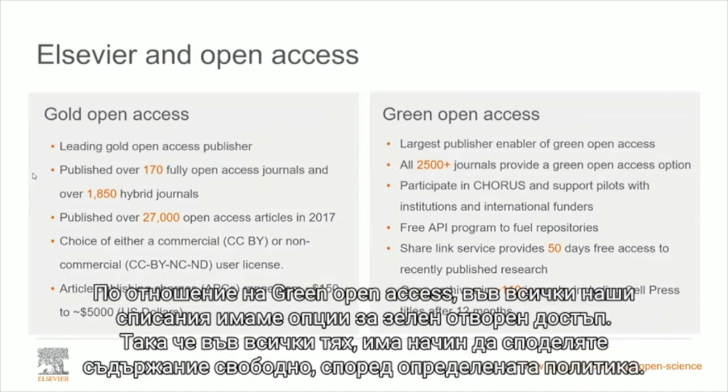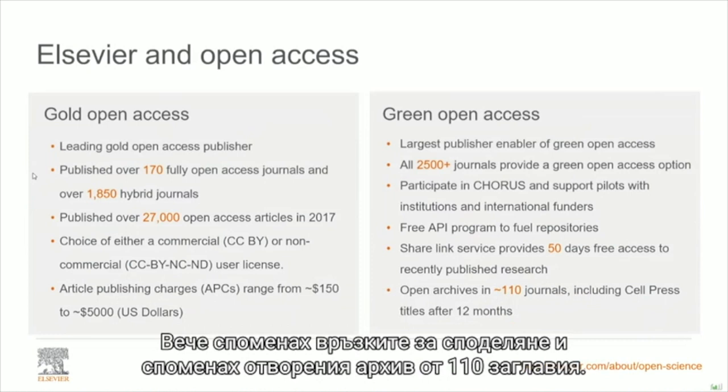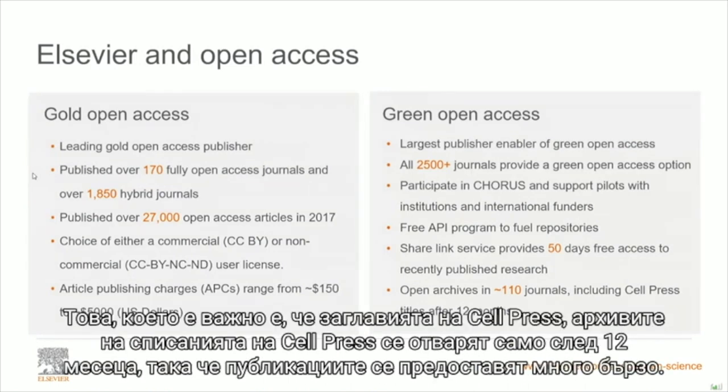And in terms of green open access, we have green open access options in all of our journals. So for all of them, there is a way to share that content freely according to certain policies. I already mentioned the share links, and I mentioned open archives. That is 110 titles. What is quite important is that archives of sister titles are opened after only 12 months, so quite new content is made available very quickly.